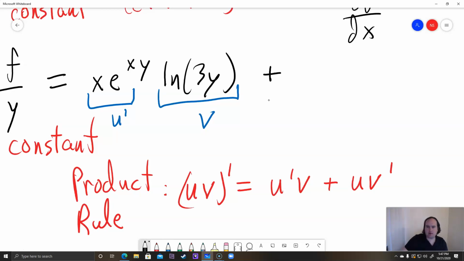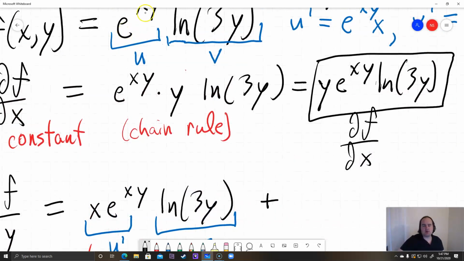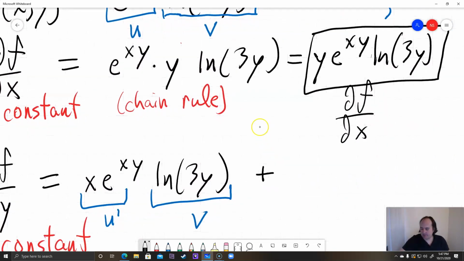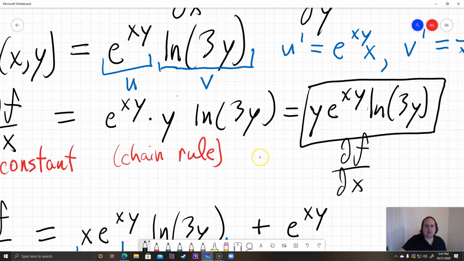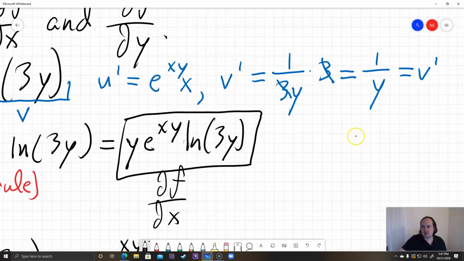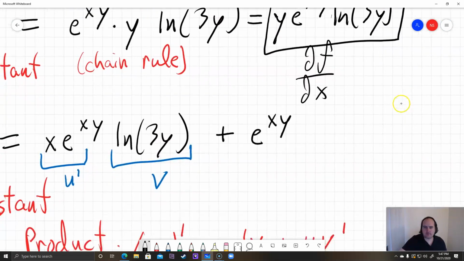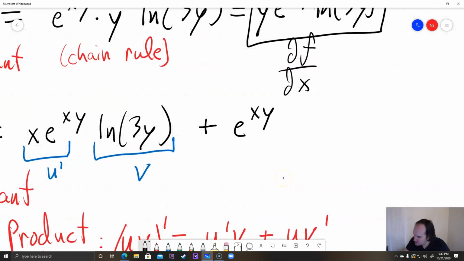And then we have plus u v prime. So in this problem, u is e to the xy, times our v prime, which we said was 1 over y. So it's e to the xy times 1 over y. So that right there is our u v prime.